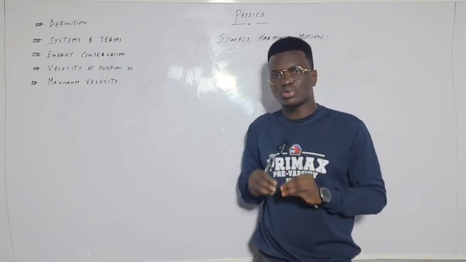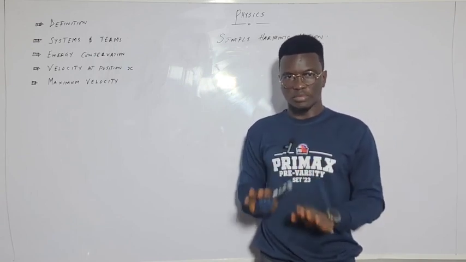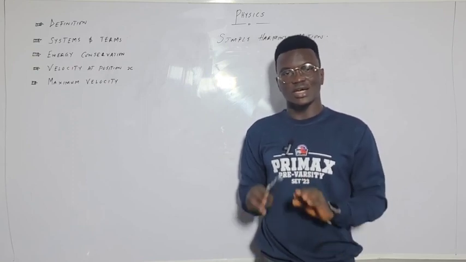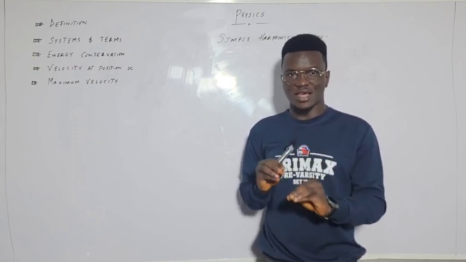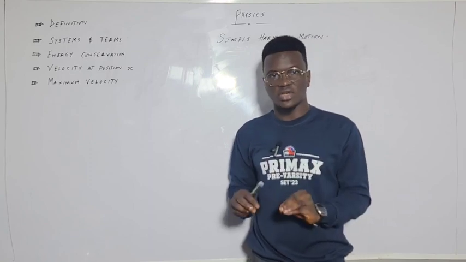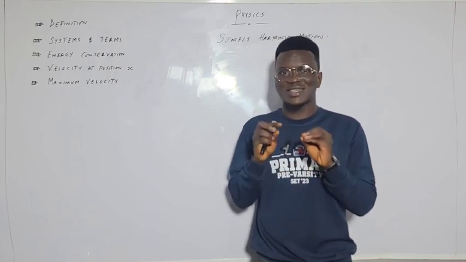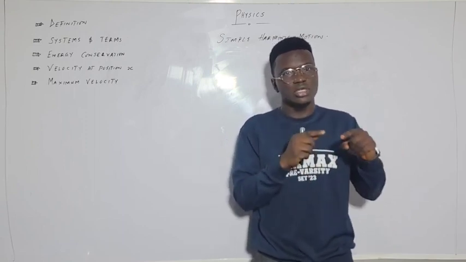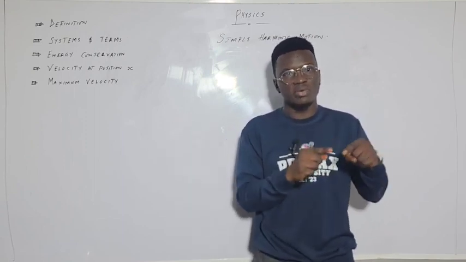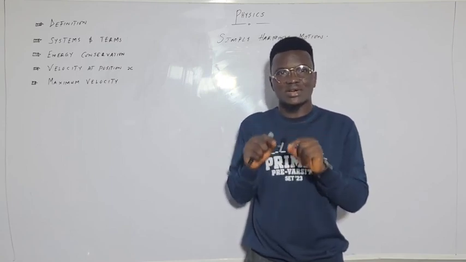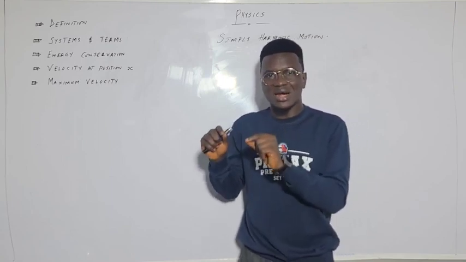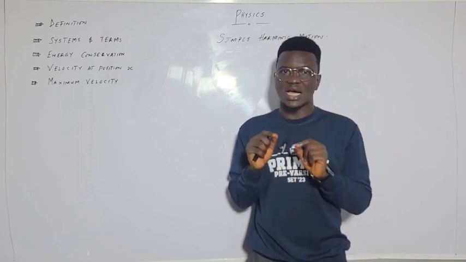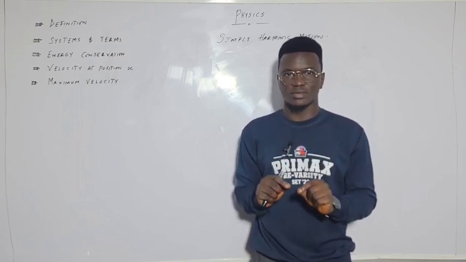What do we mean by simple harmonic motion? Let me take it slowly. So calm down, breathe, take your pen and write. Let's take it step by step. So the definition: simple harmonic motion is simply defined as the periodic motion of a body, or the to and fro movement of a body, in which the acceleration of that body is directly proportional to its displacement under the action of a restoring force.